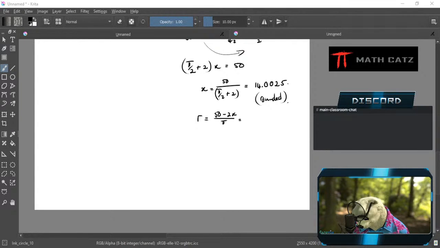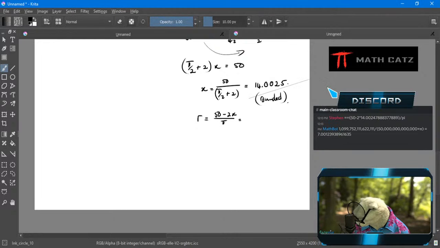Oopsie. Equal. I don't need brackets for that though. 50 minus 2 times 14.0024788377889 divided by pi. Let's see what that is. 7.0012. These, of course, are feet, right? So these go together.